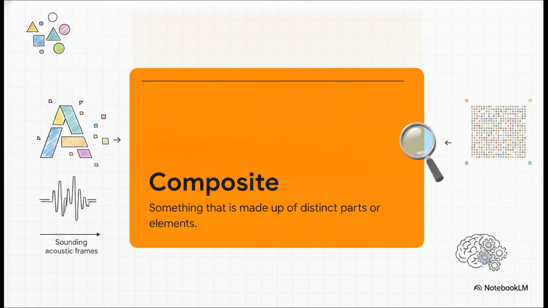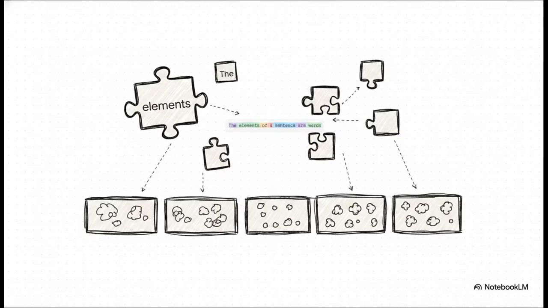Before a transformer can even begin to do its magic, it first has to break our messy reality down into these distinct, easily digestible parts. It's kind of like a giant puzzle. Take a look here. We have a simple sentence. The elements of a sentence are words. Now, to actually process this, the machine chops the text into distinct puzzle pieces. We call these individual pieces tokens, and you guessed it, the process of chopping them up is called tokenization. A token could be a whole word, or sometimes it's just a small chunk of a word.